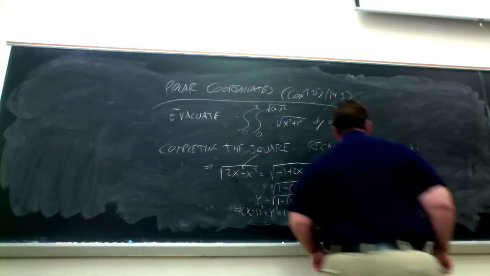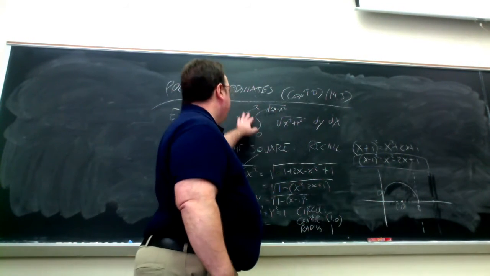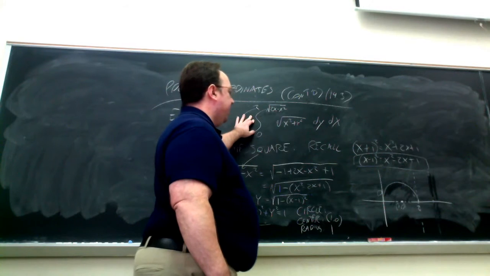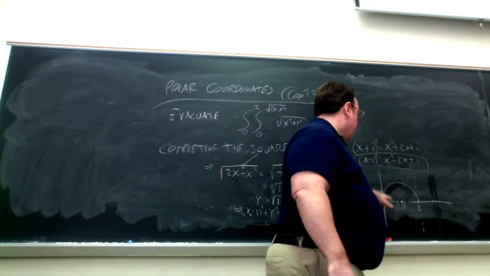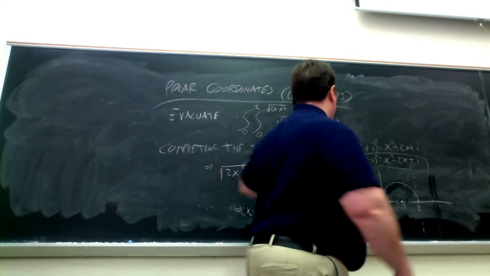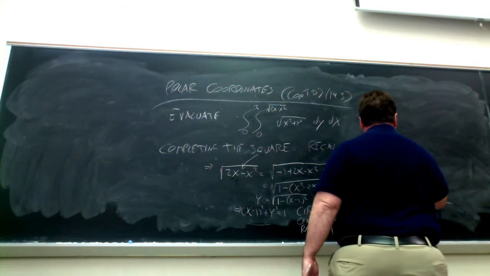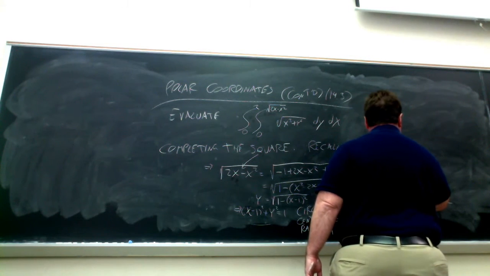All right, so this is the domain, the two-dimensional domain over which we're integrating. X goes from 0 to 2, y goes from 0 to this curve. So this is y is equal to the square root of 2x minus x squared.